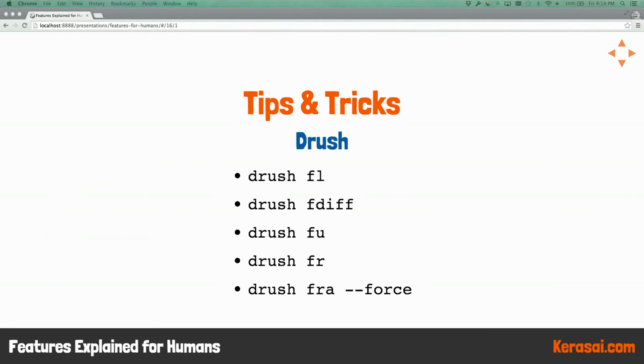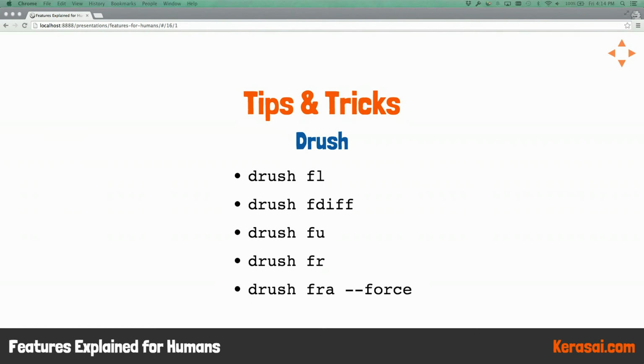There's the Drush FL, which will provide you a nice listing of all your features and tell you which ones are default, overridden, whatever the case may be. There's the Drush FDiff, which will provide you a diff similar to what the diff module showed you. It'll show you actually pieces of your feature that are overridden, what the default value is and what the overridden value is. Then we've got the Drush FU, which is the update of the feature. That's Mark's favorite. It is the most satisfying thing to type every single time.